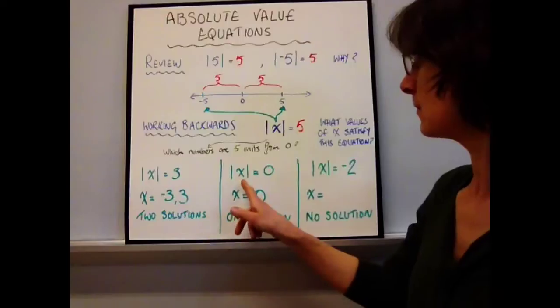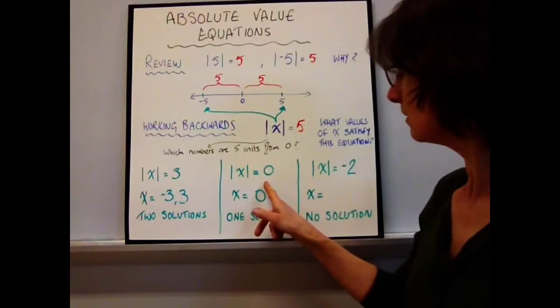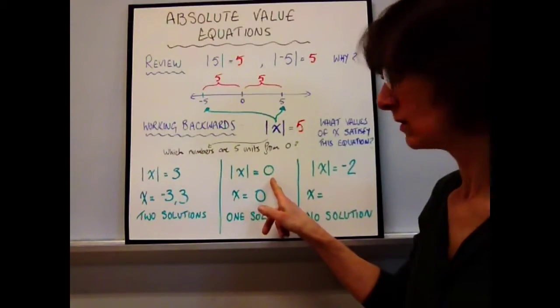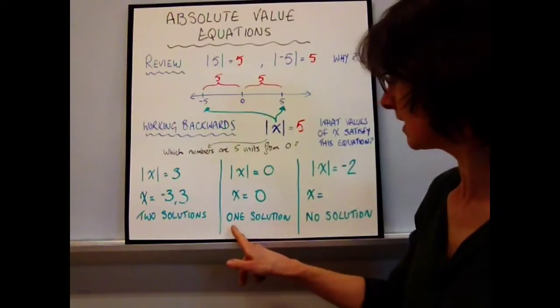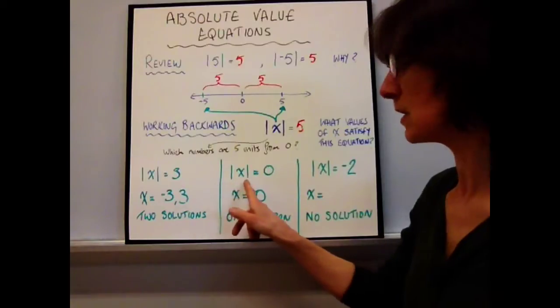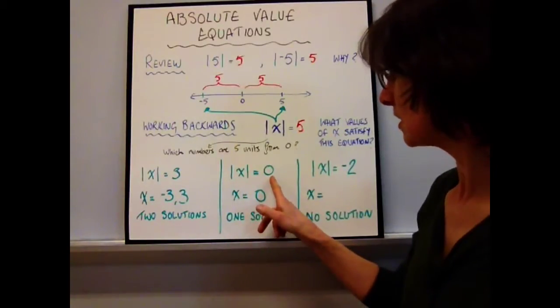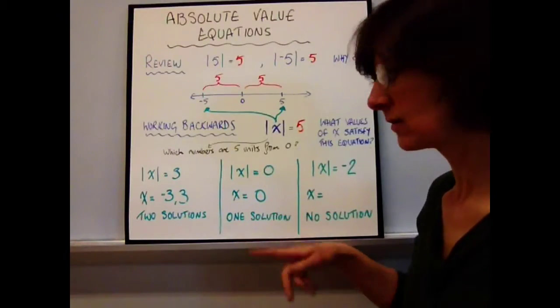If I said that the absolute value of x was 0, what number is 0 distance away from 0? There's only one number, 0. So this is an example of when we have one solution. When we get down to the expression of just an absolute value equal to 0, there is only one number that will satisfy that, and that is 0.